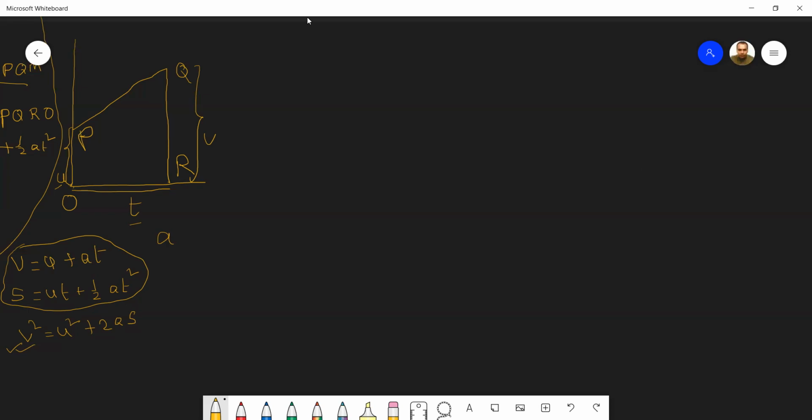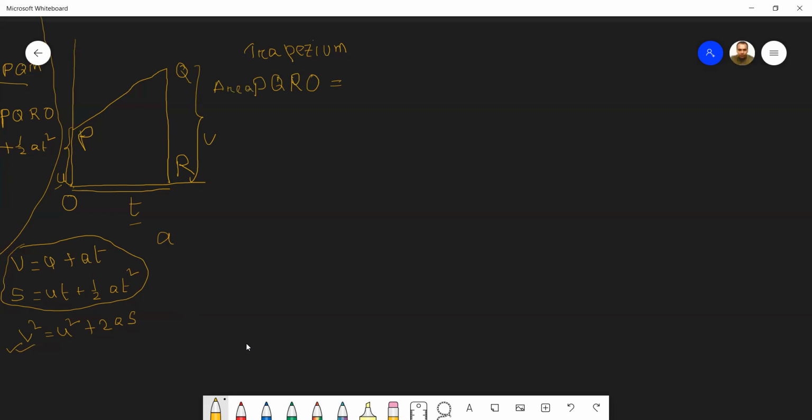But if you see here, PO and QR, these two sides are parallel, okay? So such structures are called trapezium, okay? Trapezium in geometry. So now we should recall the formula for area of a trapezium. So what is the formula for area of a trapezium? Here the trapezium is PQRO. What will be its area? Let us recall the formula.